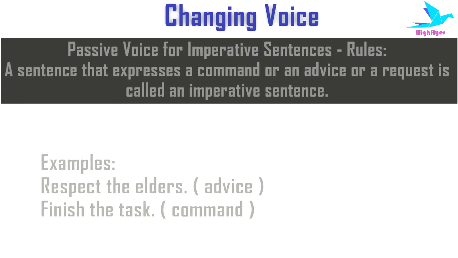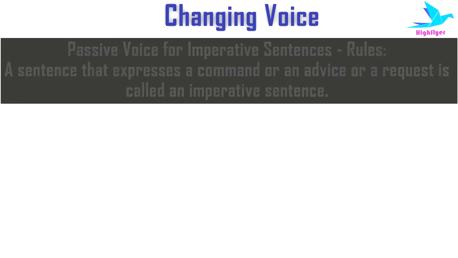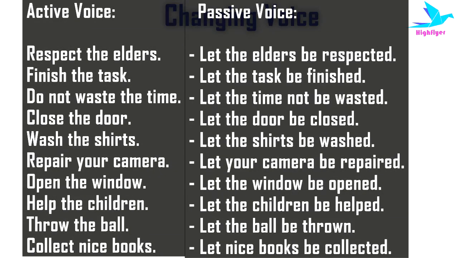Then let's understand how imperative sentences are changed to their passive form. Now, what are imperative sentences? A sentence that expresses a command or an advice or a request is called an imperative sentence. For example, "Respect the elders," "Finish the task." These are all command, advice or request. Let's see the list of examples to understand this conversion.